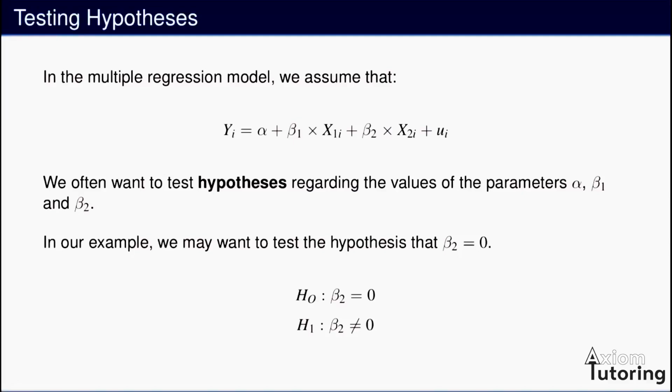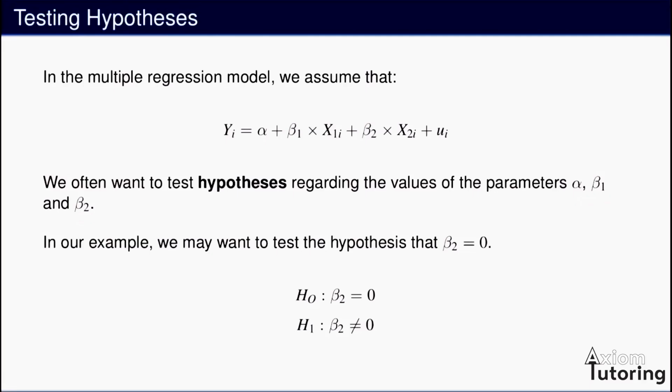Hi, in today's video, we'll have a look at hypothesis testing when carrying out multiple linear regressions. So in the multiple linear regression model, we assume that yi is equal to alpha plus beta 1 times x1 plus beta 2 times x2 plus ui. And very often we'll be in a situation where we want to test hypotheses regarding the values of the parameters alpha, beta 1, and beta 2.